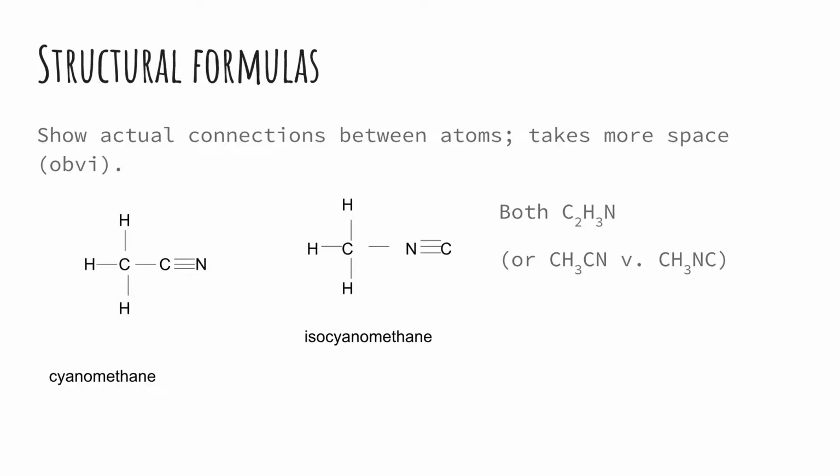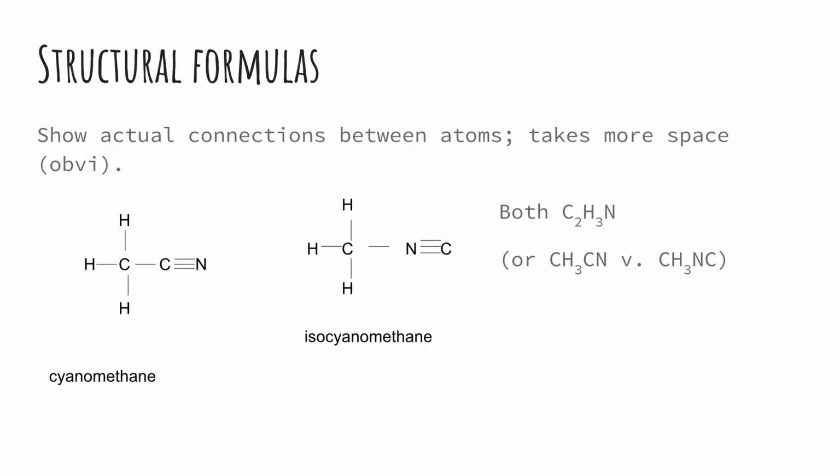They both have the chemical formula C2H3N. But as you can see on the left, they have different connections between the atoms. On the left, cyanomethane, you have the carbon surrounded by 3 hydrogen atoms, and then the CN. On the right, the same carbon surrounded by hydrogen atoms, but now NC. That looks like a fairly small change, but it makes them different compounds with different chemical properties.